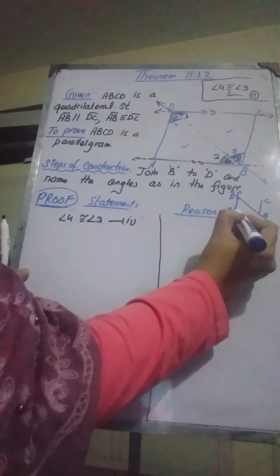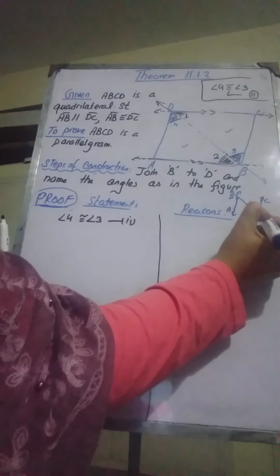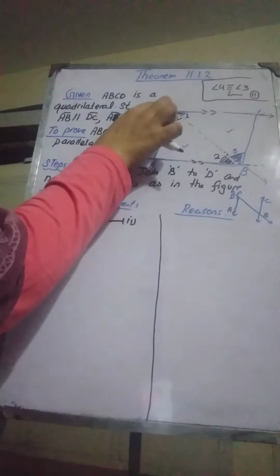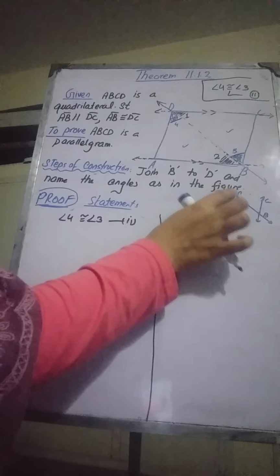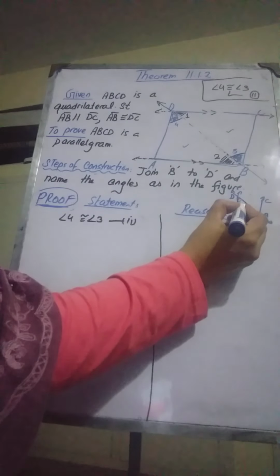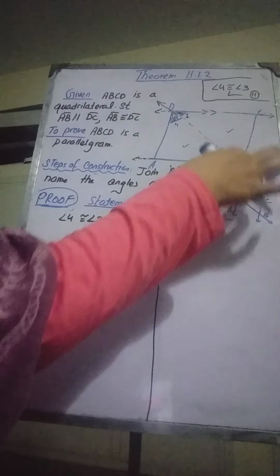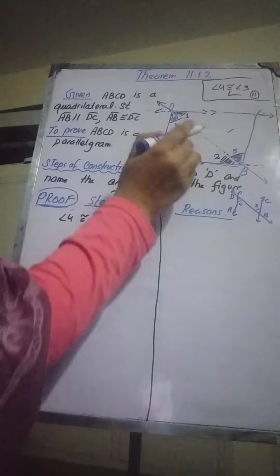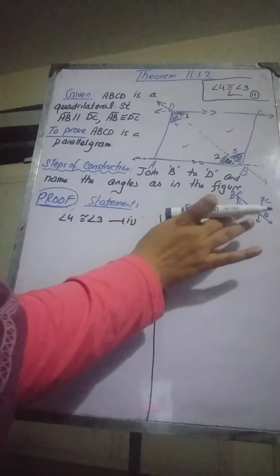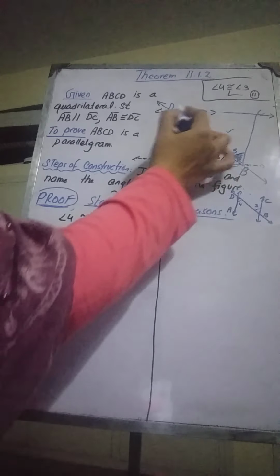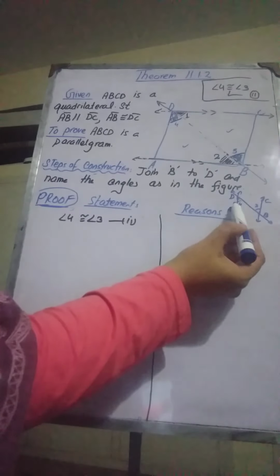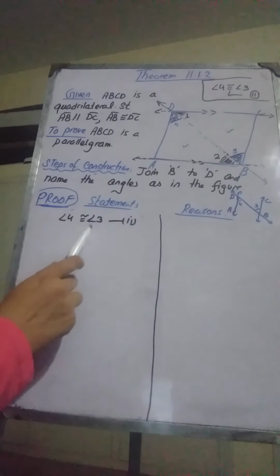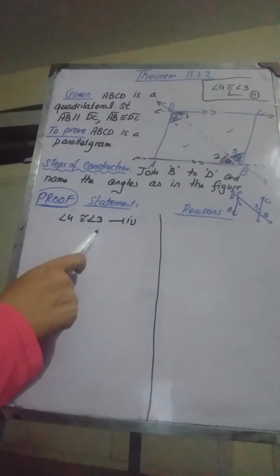So if you extend these lines, now angle 4 was between AD and BD, and between BC and BD we have angle 3. This is what I have drawn, the same picture here, without drawing these AB and CD. Now you can see that these two angles are alternate and they are congruent. We have already proved that angle 4 and angle 3 are congruent.